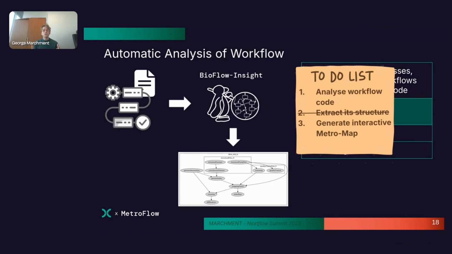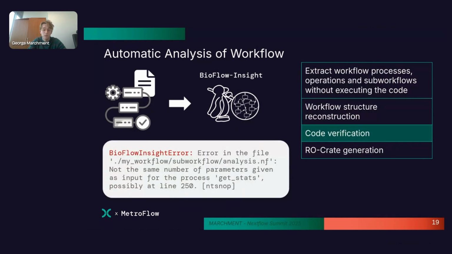And again, since we extract the entirety of the workflow, we have a view of the whole workflow, we can do many other things. So for one, we can see errors which are possibly in the code. So we can detect many different types of errors. So for example, here I've just given one example of a process call which wasn't given the right number of parameters. And here we can say, okay, well, in this file, on this line of code, this call has not been given the right number of parameters.